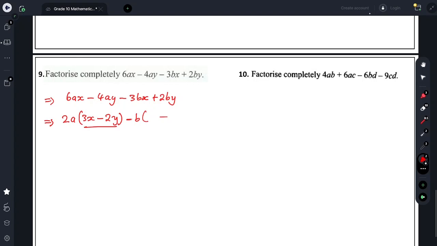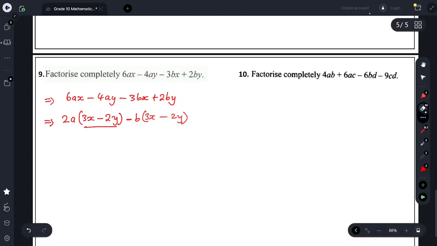So meaning here, I will just have 3x, like recreating what you already have here. So like negative b times 3x, it will be negative 3bx, you see. Also here I'll remain with 2, then y. So that if I say negative b times negative 2y, it will be positive 2by. You have seen. So this is how you should do work intelligently.